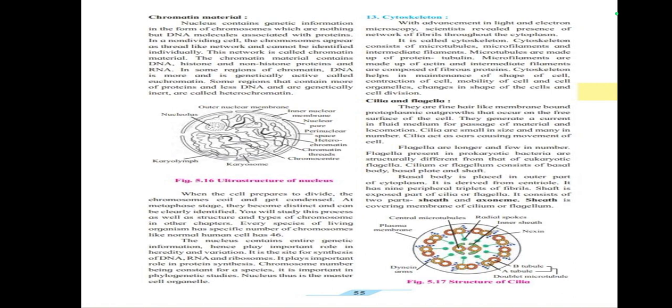Cilium or flagellum consists of basal body, basal plate, and shaft. The basal body is placed in the outer part of the cytoplasm. It is derived from centriole. It has 9 peripheral triplets of fibrils. The shaft is the exposed part of cilia and flagella. It consists of two parts, sheath and axoneme. The sheath is the covering membrane of the cilium and flagellum.